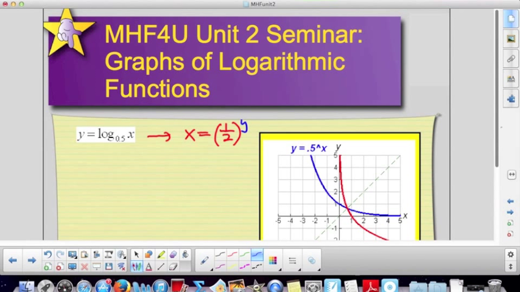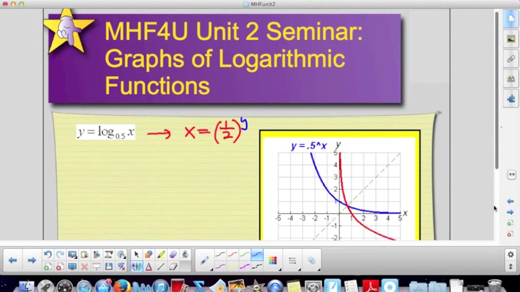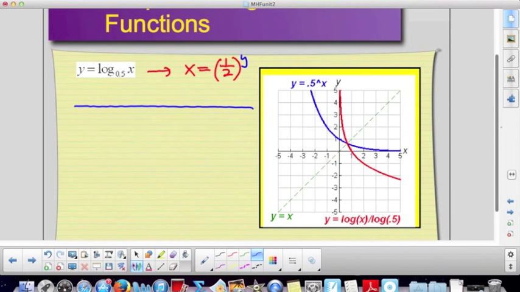So let's go ahead and make a table of values, first of all. So the first thing I'm going to do is plug in my y values. y is equal to -2. y is equal to -1. y is equal to 0. y is equal to 1. And y is equal to +2. So we're doing the opposite of what we usually do.